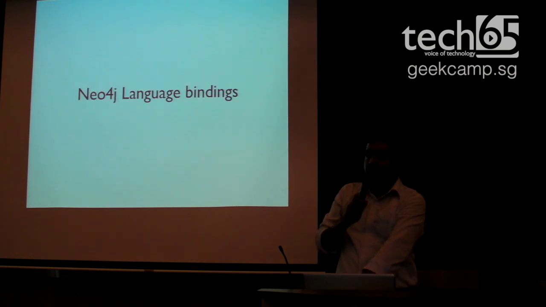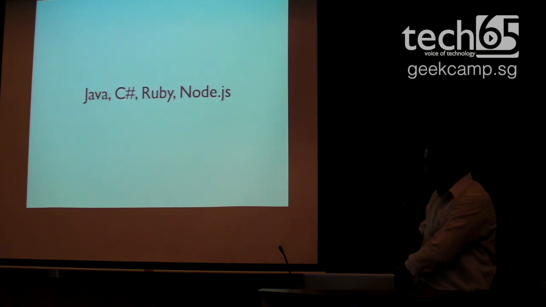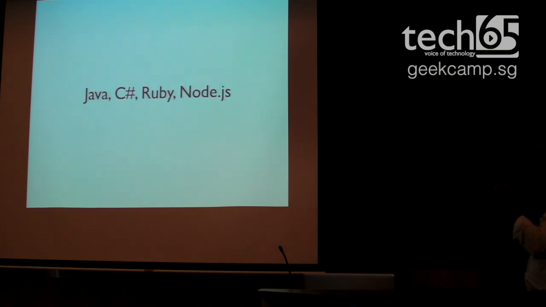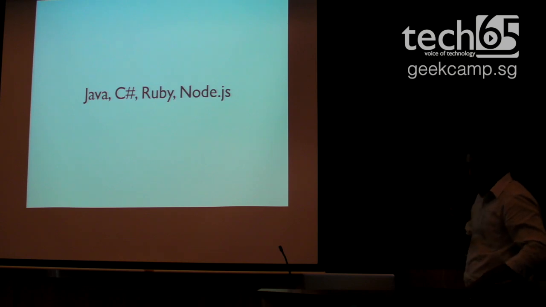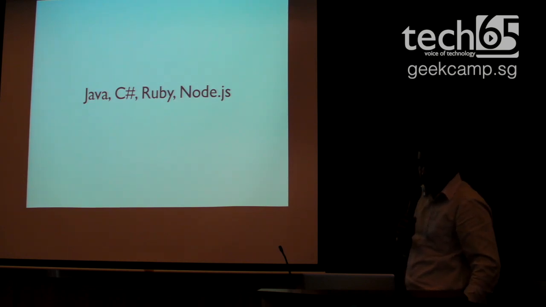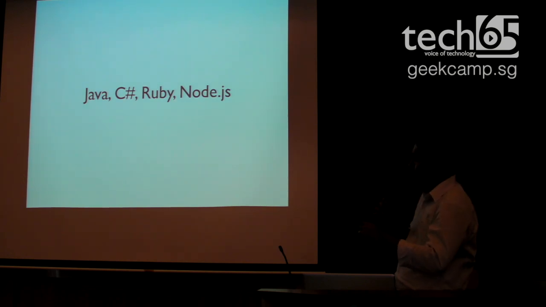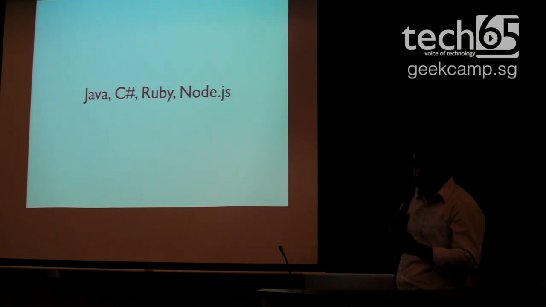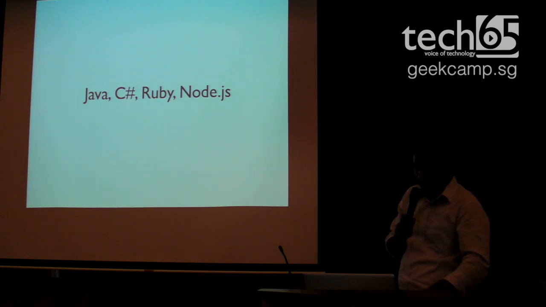So in particular, taking a look at Neo4j's language bindings, we currently have bindings for these major languages. There are more on the way or being developed as well. So there's Java, there's C#, Ruby. I'm sure there's a Python binding as well. There's even a Node.js binding which came out quite recently.